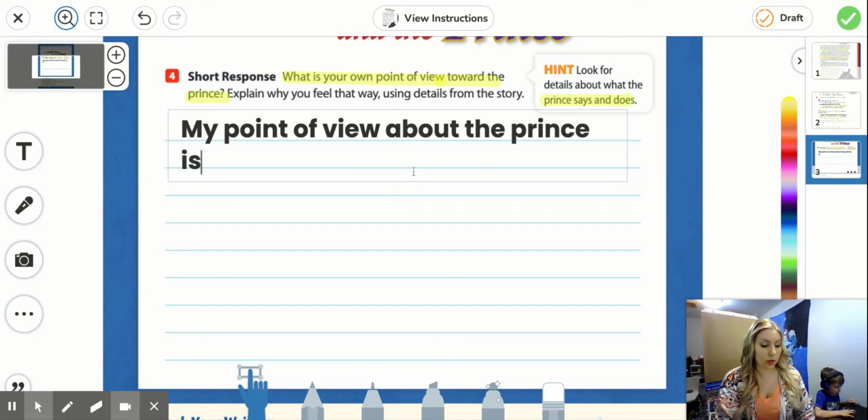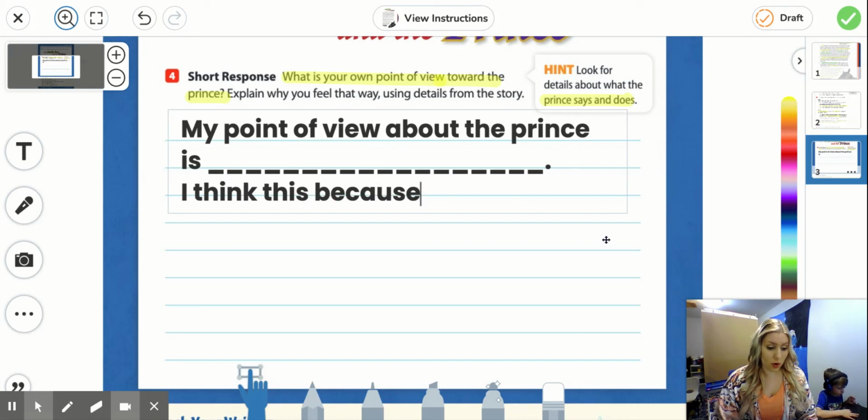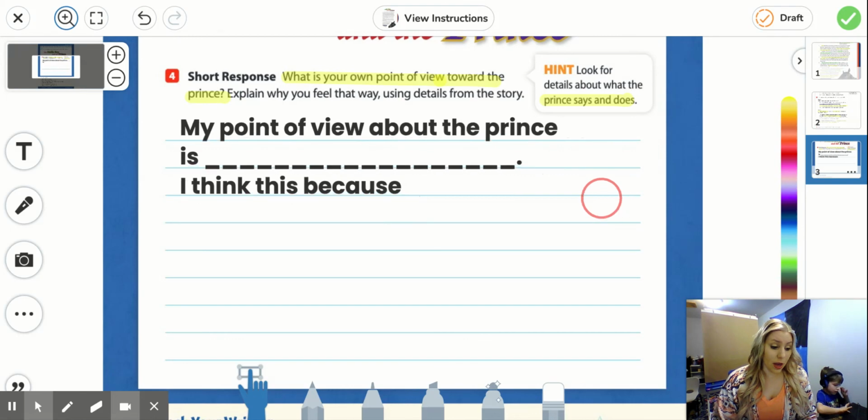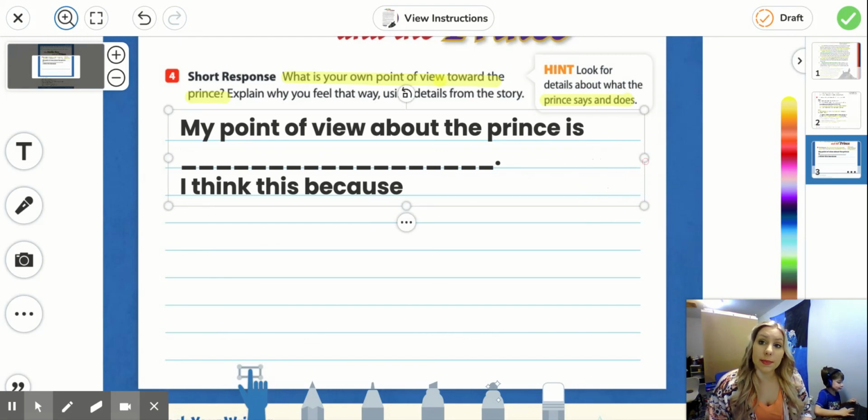And then you're going to tell me, what's your point of view on the prince? What do you think about him? And then you're going to say, I think this because. Why do you have that point of view? So for example, I might say, and you can type something different than mine if you would like. Give me a second. You can type something different than mine, or you can type the same thing as mine.